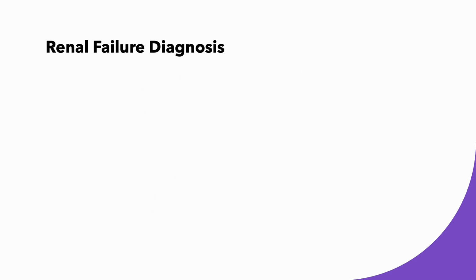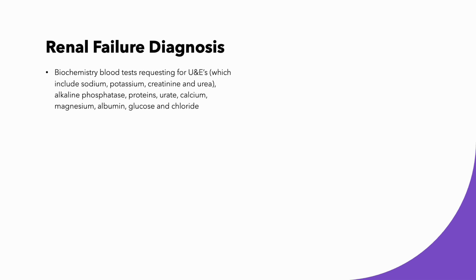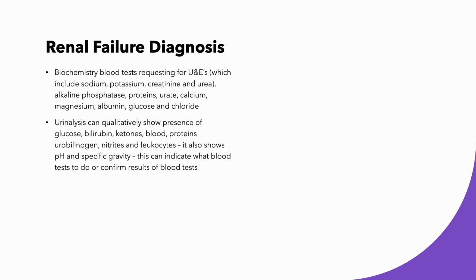Let's move on to how renal failure is diagnosed. There is a range of biochemistry blood tests that can help in the diagnosis of renal failure. The main one is U&E, urea and electrolytes, which is a profile that includes sodium, potassium, creatinine, and urea. Also, proteins, urate, calcium, magnesium, albumin, glucose, chloride, and maybe alkaline phosphatase as well, can help in the diagnosis. Urinalysis can qualitatively show the presence of glucose, bilirubin, ketones, blood, proteins, urobilinogen, nitrites, and leukocytes. It also shows pH and specific gravity in urine, and all of this information can indicate what blood tests to do or confirm the results of blood tests that a patient has already had done.